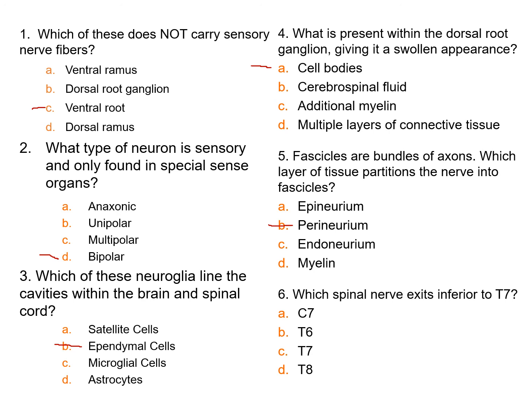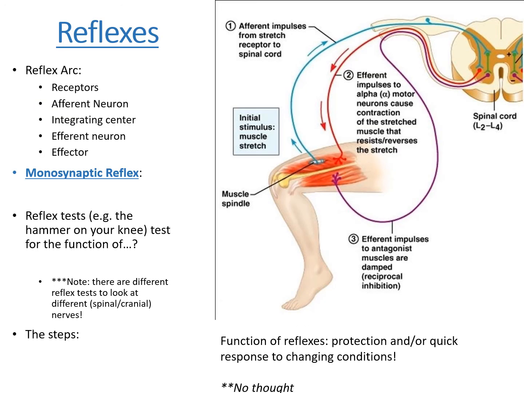Which spinal nerve exits inferiorly to T7? Everything inferior to C7 is going to be named according to its more superior vertebra, so that would be spinal nerve T7.